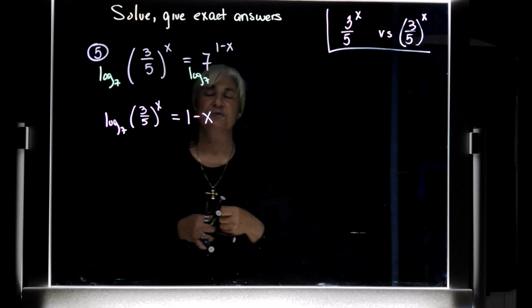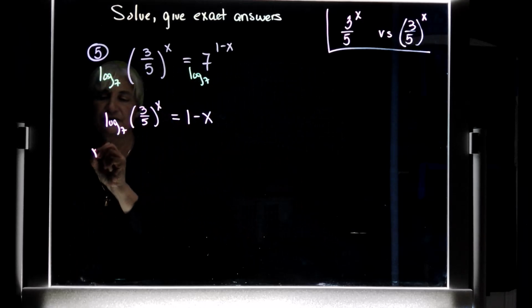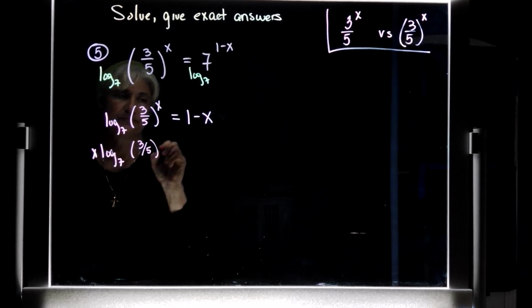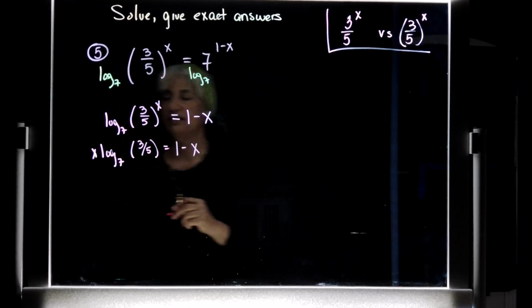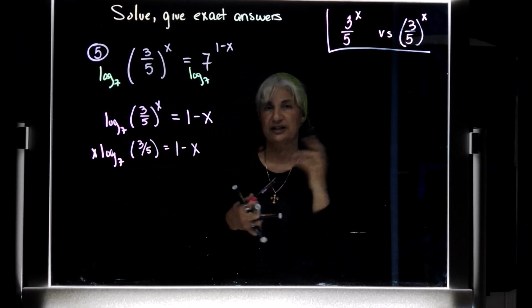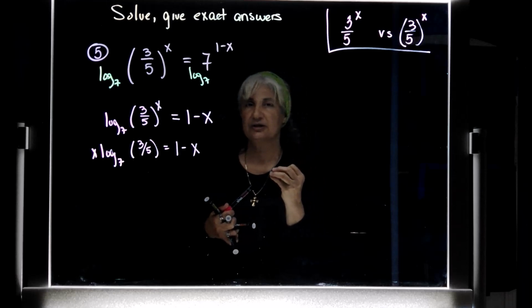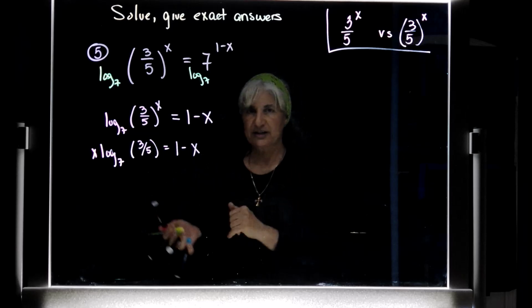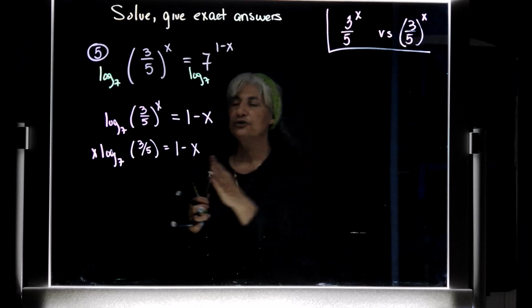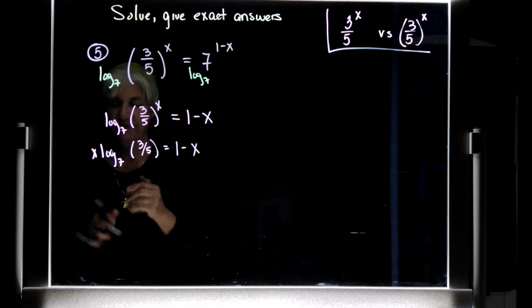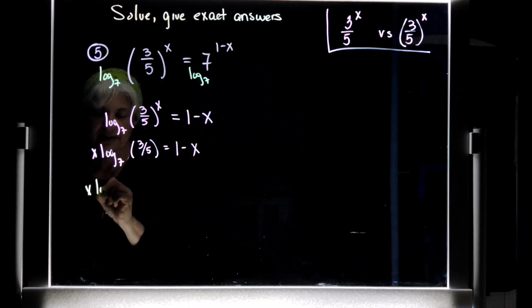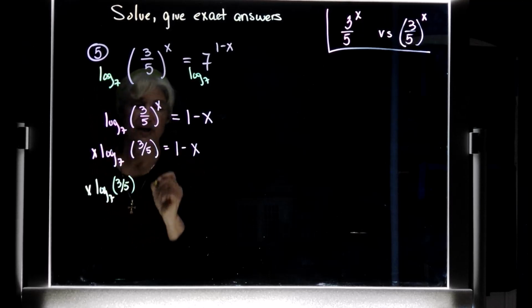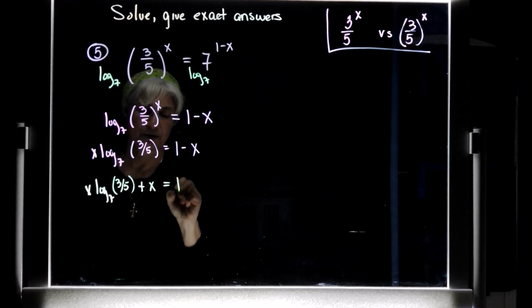All right, now what? Bring this x in front, understood. And then what'd you do? You're like, the log base 7 of the fraction 3/5 is just a number, and there's an x multiplied by a number. Need your x's on the same side. So you added x to both sides. Okay, got it. So we have x times this number, even though we don't like the way the number looks. And we added x, and that equals 1.